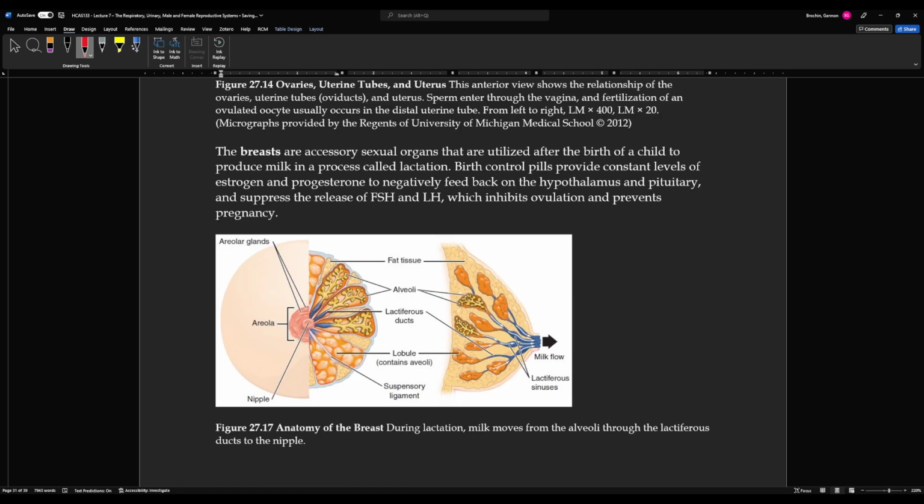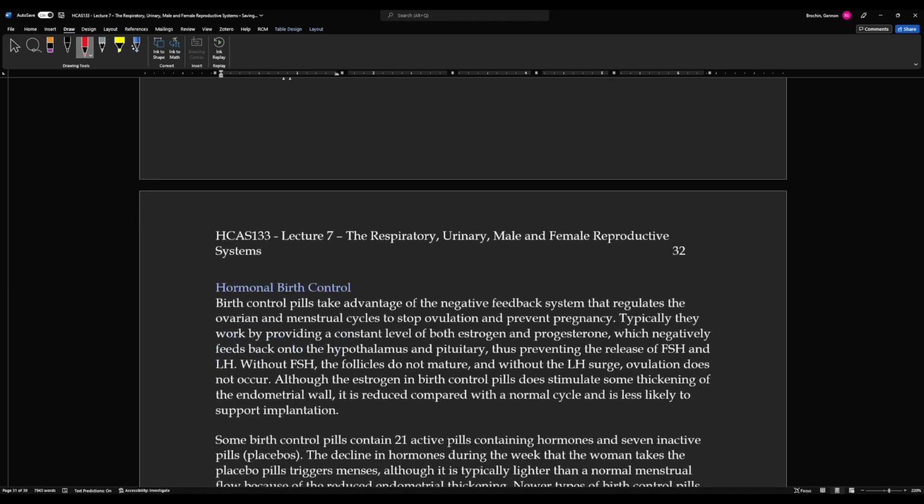Another accessory organ related not so much to reproduction, but to the ability of the female to raise a child, is the breast. They are also influenced by the same hormones, which is why it's grouped in here as an accessory sexual organ. But we already know the breast will be stimulated to produce milk, and that's also regulated by FSH and LH.